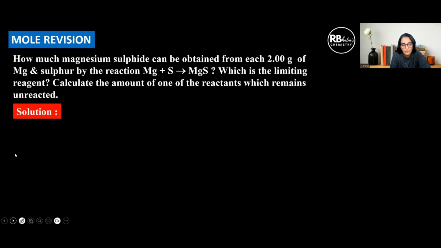Now, before I start with this numerical, let me give you one simple example. I have A plus 2 moles of B to give C. Supposing I have this reaction and I tell you I took 1 mole of A and 3 moles of B to begin with, how much of C will be formed and which is the limiting reactant?